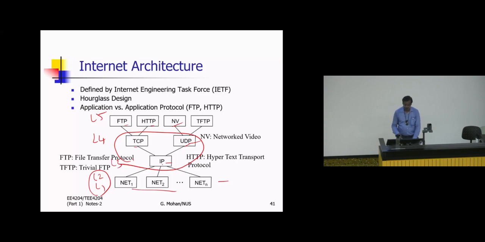So this, we say, follows the hourglass design because the top is wide, the bottom is also wide, so it supports many different types of networks, many different types of applications, but in between it's very narrow. That is, it supports TCP, UDP, and IP only. Any doubt?